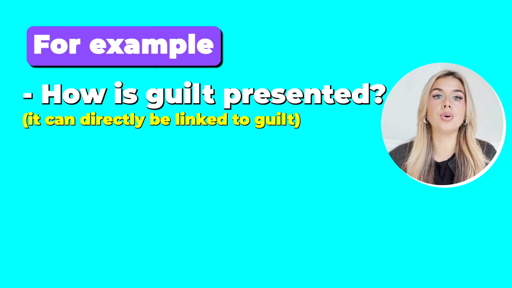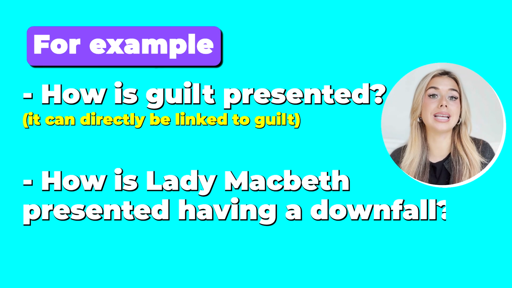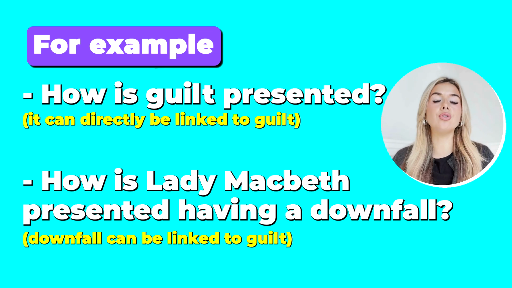So the reason why we have these 6 key themes is because these can link to any question that you're given. You want to have key themes that can link to multiple questions. So even if you don't get a question that's explicitly on guilt, when I say explicit, like it doesn't say how is guilt presented, it might have something that links to it. Like for example, how is Lady Macbeth presented as having a downfall? Downfall, we could link to guilt. So these key themes are the only ones you need, and you only need quotes for these key themes because you can link this to everything else.